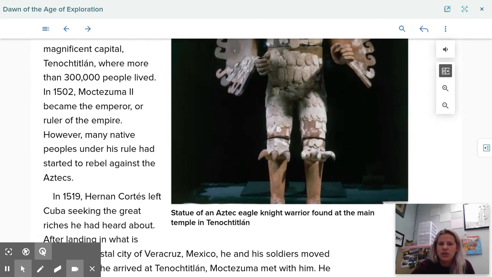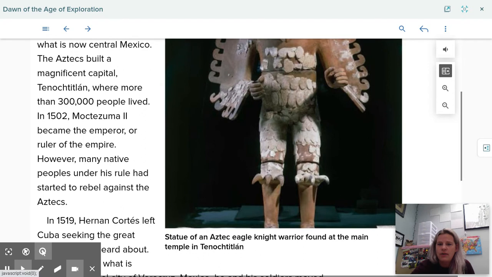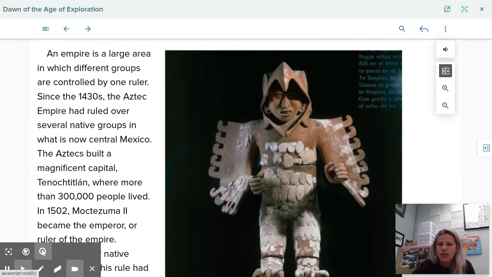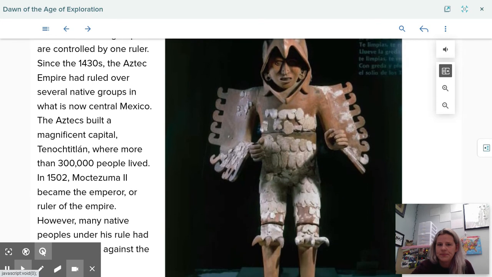So this is a statue of an Aztec Eagle Knight warrior found at the main temple in Tenochtitlan. See that picture there.